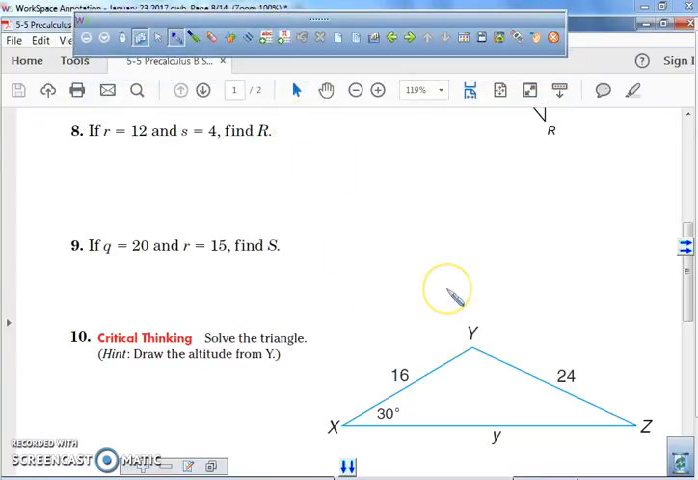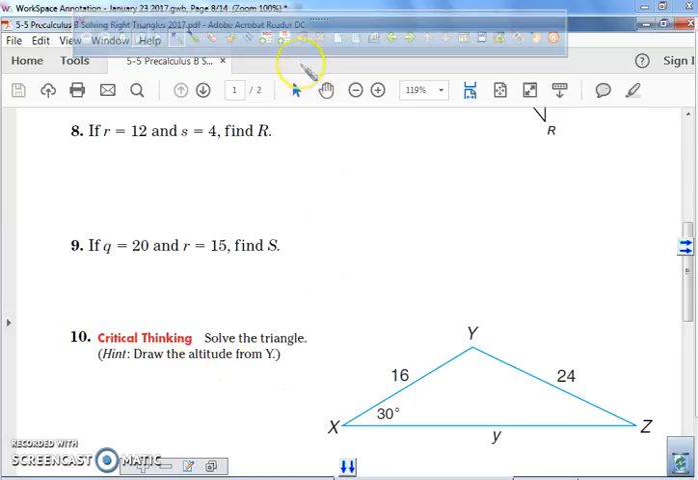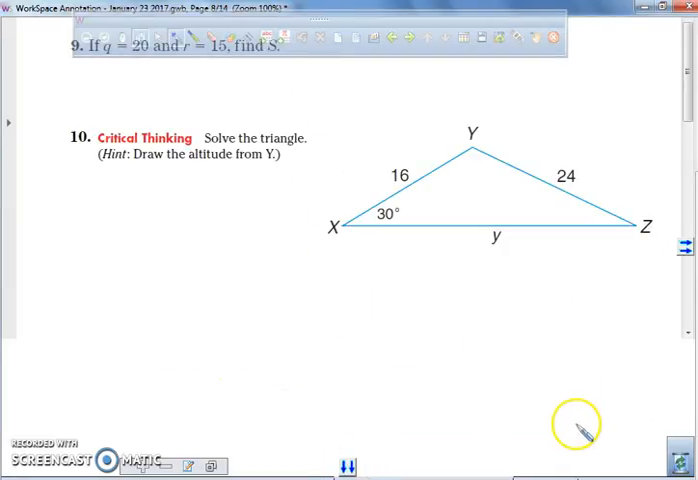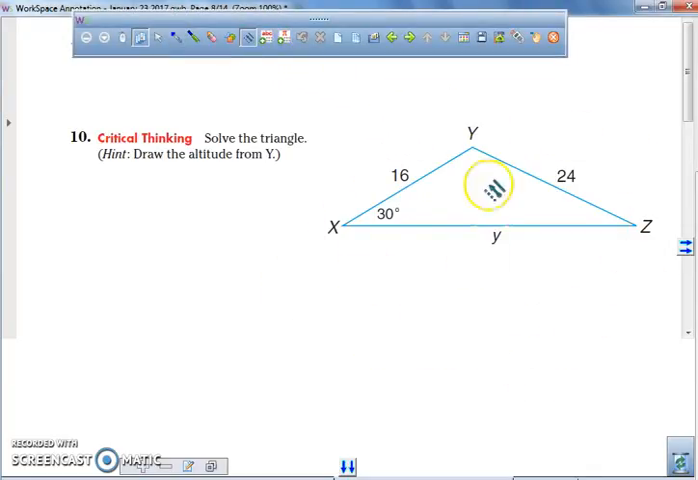We're continuing in Chapter 5, Section 5. We're learning how to solve right triangles. Right here on number 10, it says solve the triangle. Hint, draw the altitude from y. I want you to understand we are going to be solving all of the angles and all of the sides of this triangle, which actually, if you think about it, breaks into two right triangles if you draw in the altitude from y. Okay?